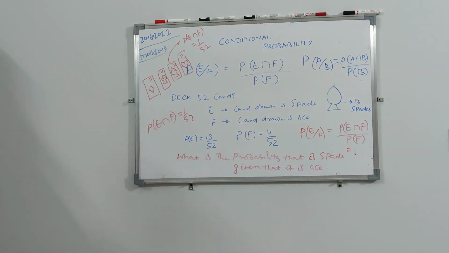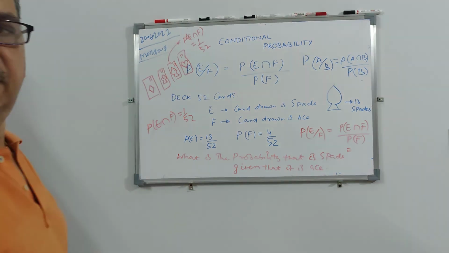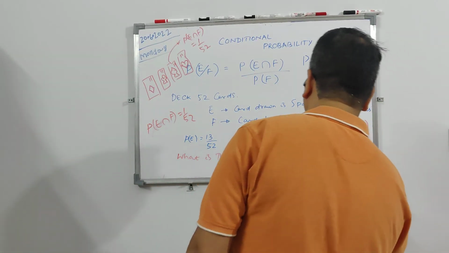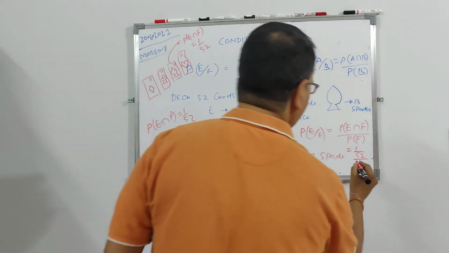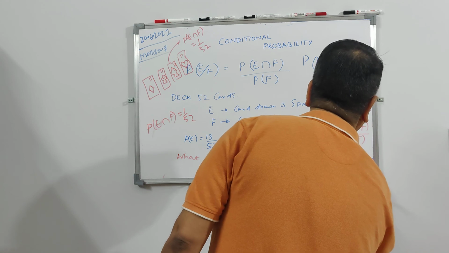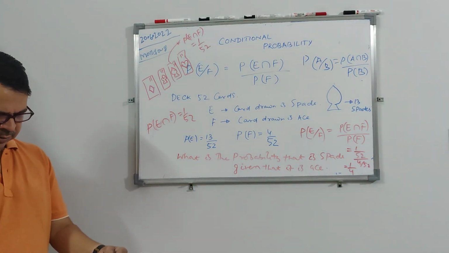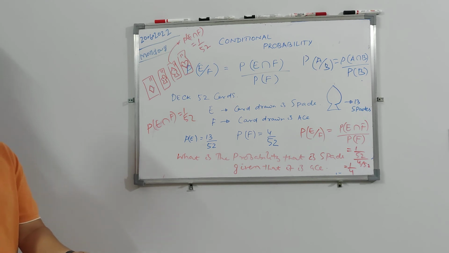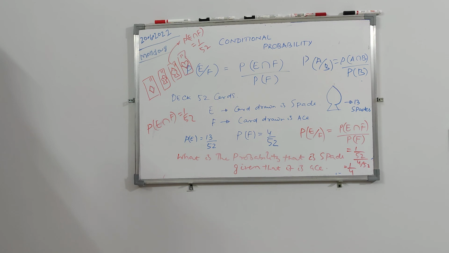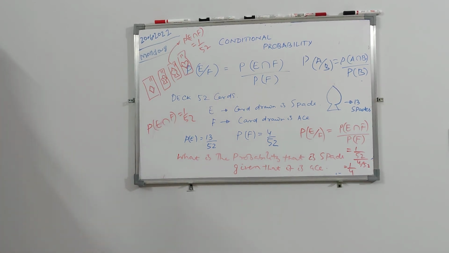So you know now E intersection F is 1 by 52, and the probability of F is 4 by 52. So the answer is 1 by 4. This is the probability that an ace will be a spade.